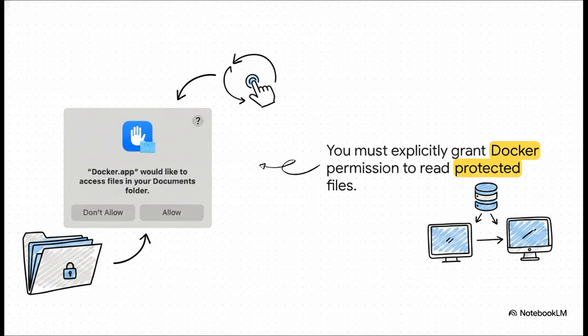One quick heads up though, because your container is reaching directly into your host system's files, OSs like macOS and Windows are going to throw up a security prompt. It's just asking you to explicitly give Docker permission to read those protected folders. Just click Allow and you are off to the races.